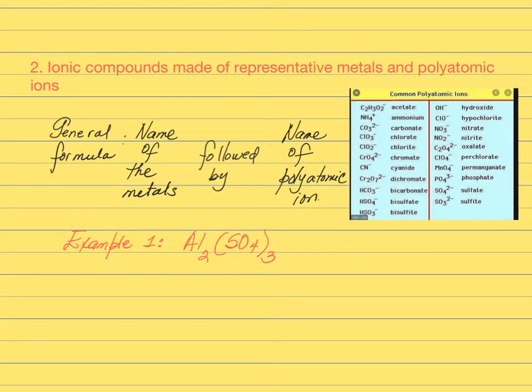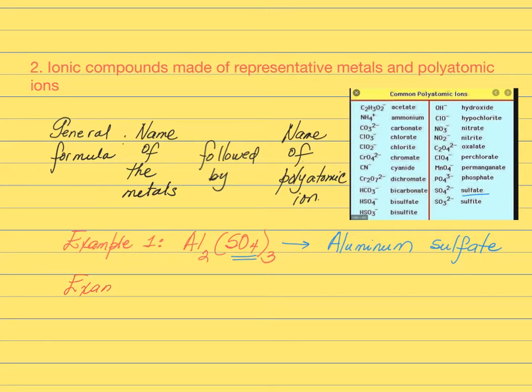So I know that the metal is not going to change the name. So, aluminum. And then I'm gonna look at the polyatomic ion SO4, and I'm gonna look over here: sulfate. And you're done. You're done naming your ionic compound. So one more time, name of the metal, followed by the name of the polyatomic ion. And since you're gonna have the table with the list of the common polyatomic ions, I don't think that you're gonna have any difficulties with this.